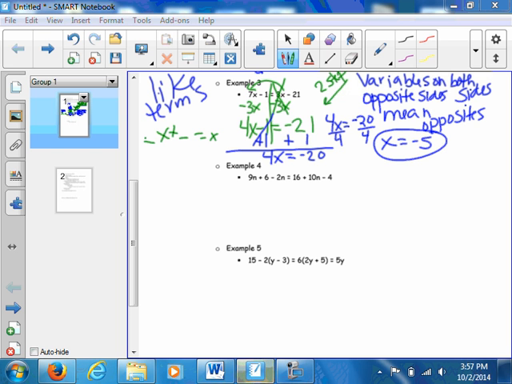Okay? Now, when I get ready to do variables on both sides, I need to look at a couple of things. I need to look if I need to distribute anything, if I have like terms on the same side, and if I have like terms on opposite sides, and then I get down to a two-step.